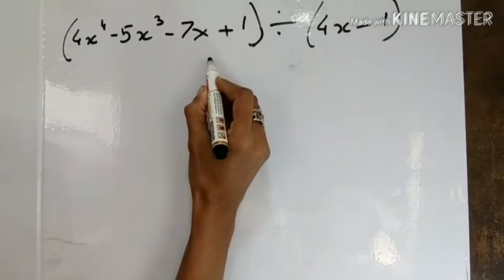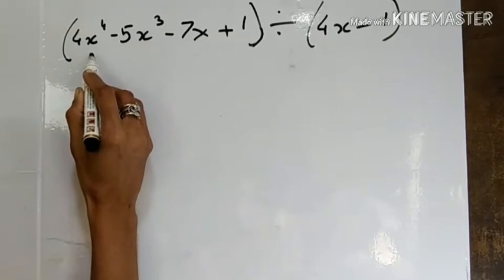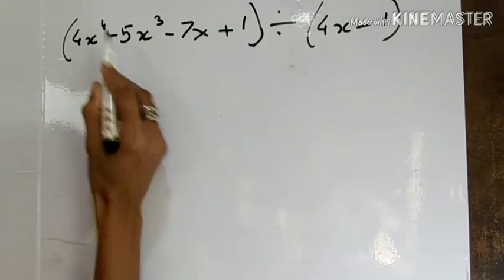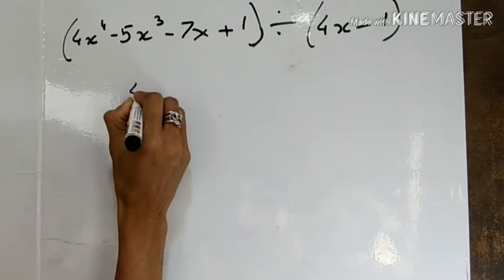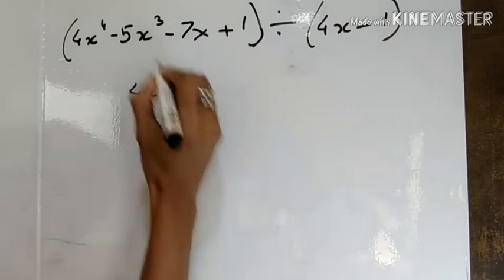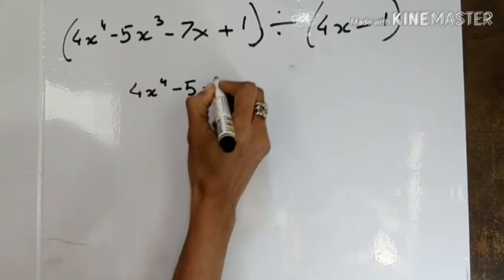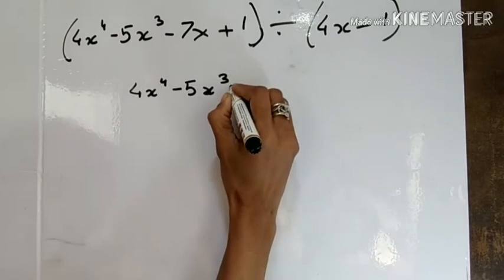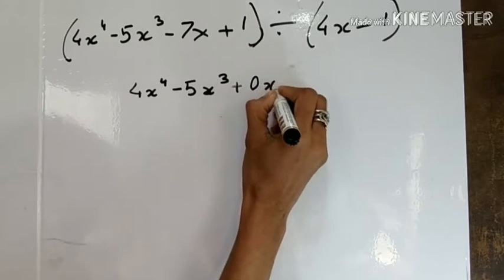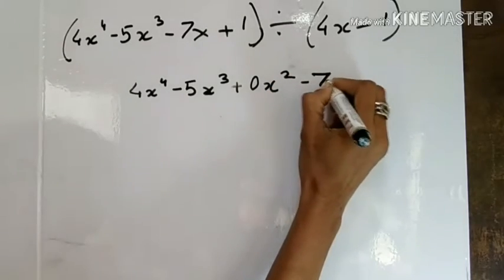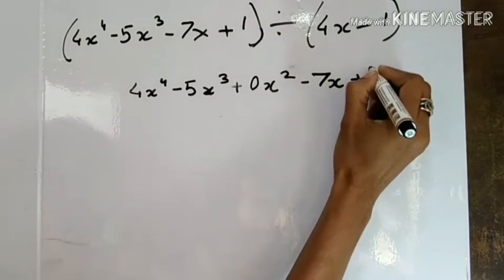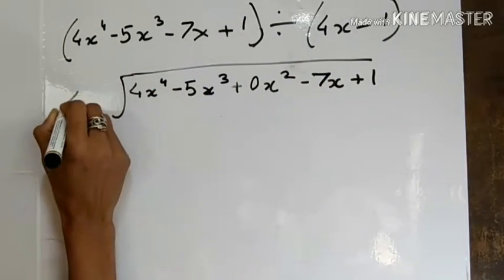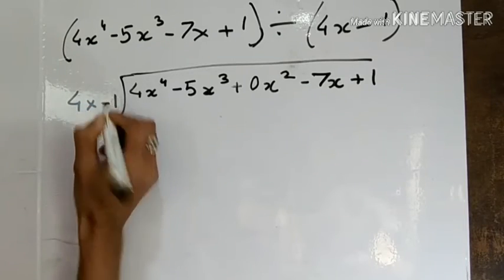Let us arrange the terms in this example in the descending order of the power of the variable x. So the highest power is 4, so we write the first term as 4x to the 4. The next is minus 5x cubed. We do not have a term in x squared, so we put the coefficient as 0 and add a term with x squared. You have minus 7x plus 1. And then you have your divisor as 4x minus 1.